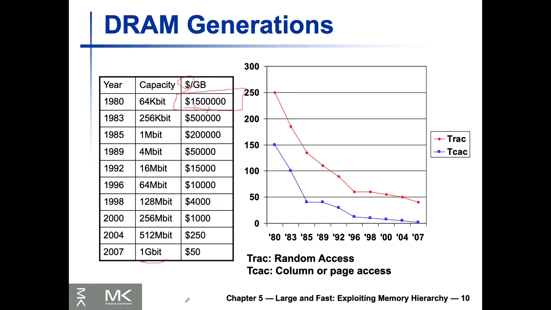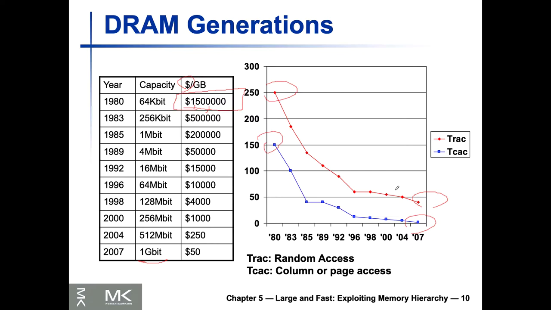And at the same time that the technology using Moore's law is increasing, your access times that we define with T_RAC, which is the random access time, and T_CAC, which is the column or page access time, have decreased a lot, right? Starting from around 250 up to pretty close to zero now, right?